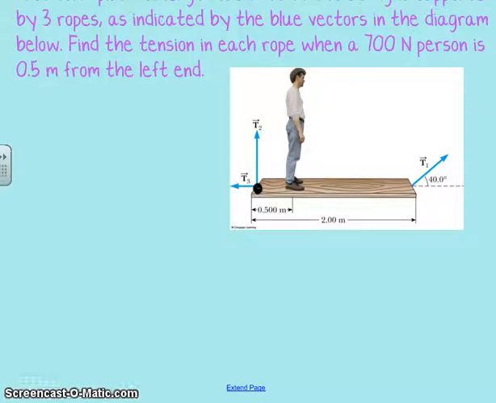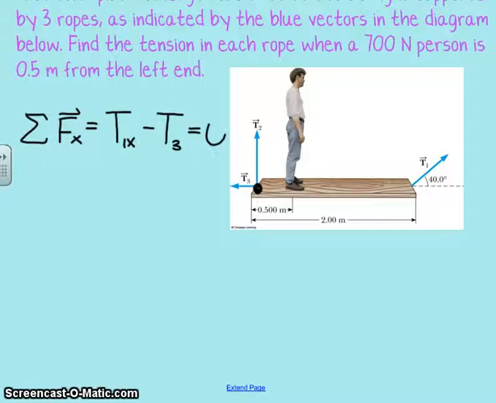So in the x direction, we only have 2 forces. We have the x component of T1, and that x component is positive. And we have T3, which is to the left, so it is negative. Because this plank is in equilibrium, this net force is equal to 0, which tells me that T3 equals T1x in magnitude. As for the y direction, we have many more forces in the y direction.